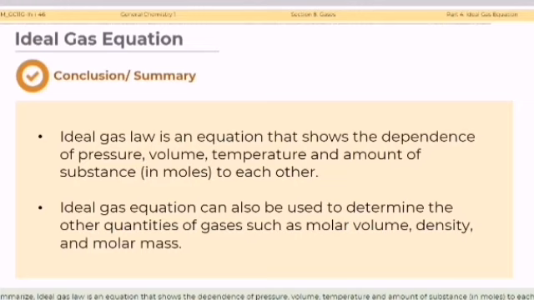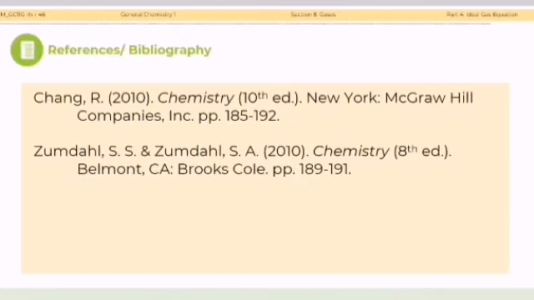To summarize, the ideal gas law is an equation that shows the dependence of pressure, volume, temperature, and amount of substance in moles on each other. The ideal gas equation can also be used to determine other quantities of gas such as molar volume, density, and molar mass. We have here our references for further readings.